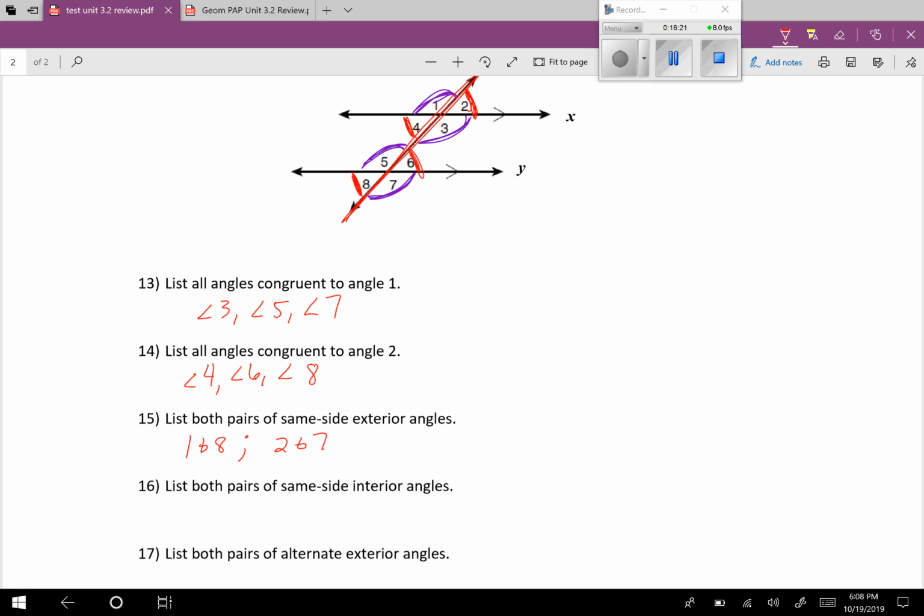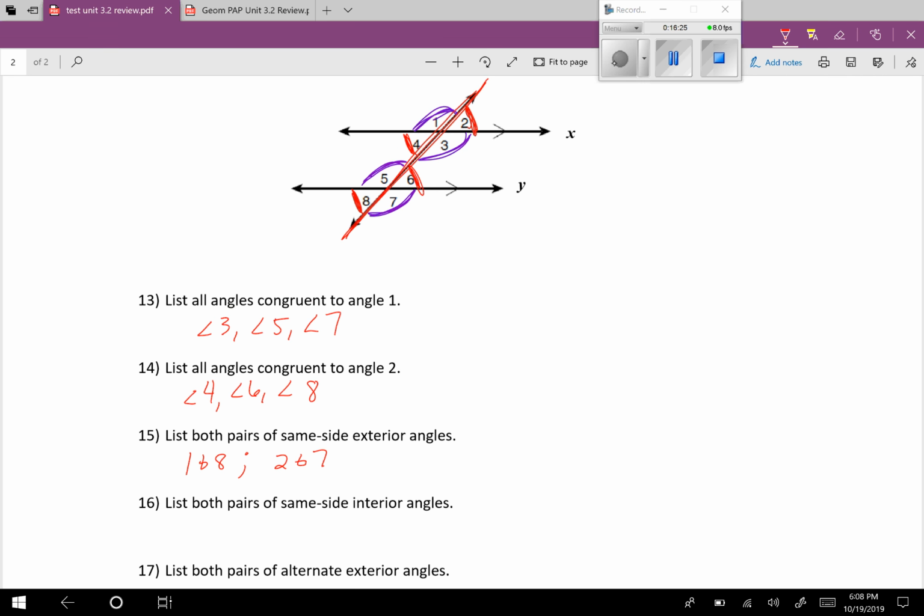Okay, now it says list both pairs of same side interior angles. So again, we're on the same side of our transversal, but this time we're on the interior of those parallel lines. So that would be 4 and 5. And then also 3 and 6.